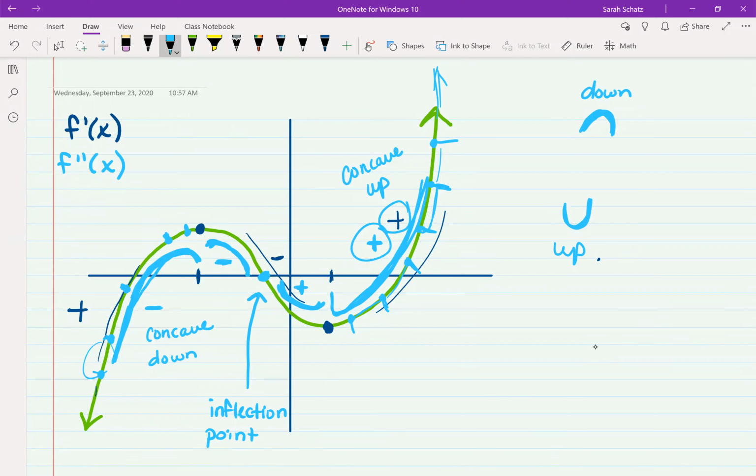So remember how critical points are where the first derivative equals 0? It's these. So all we had to do was take the first derivative, set it equal to 0, and find the location of those critical points. The inflection point is where the second derivative equals 0. I can find where it changes from concave down to up or up to down, and that is what the second derivative tells me.